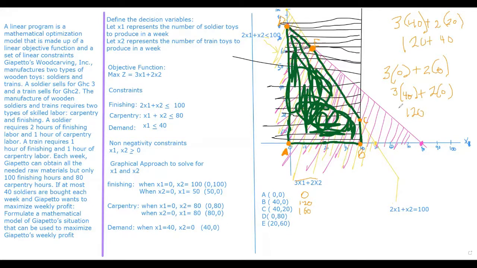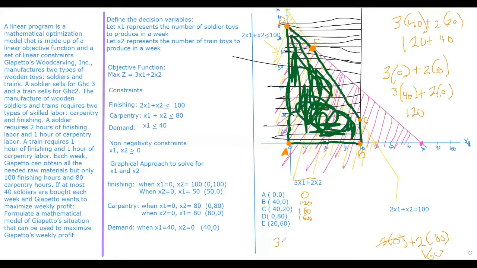Then the D, 3x1. So what is the x1 value for D? It is 0, plus 2x2. x2 is what? 80, right? So 3 times 0 will be 0. 2 times 80, 160. So the D value becomes what? 160. Then move on to E.